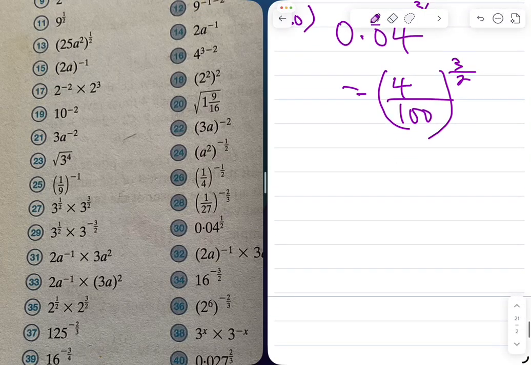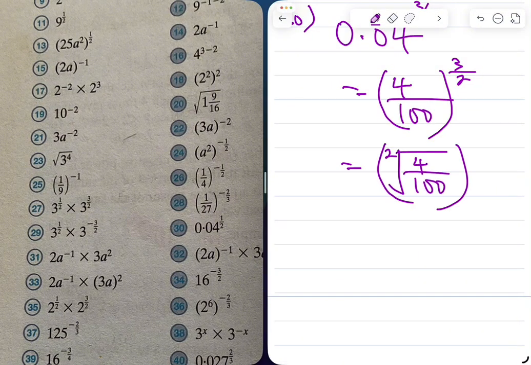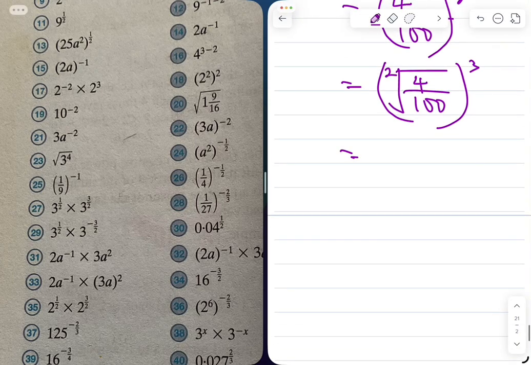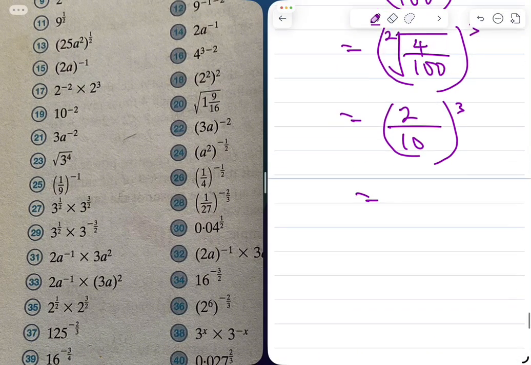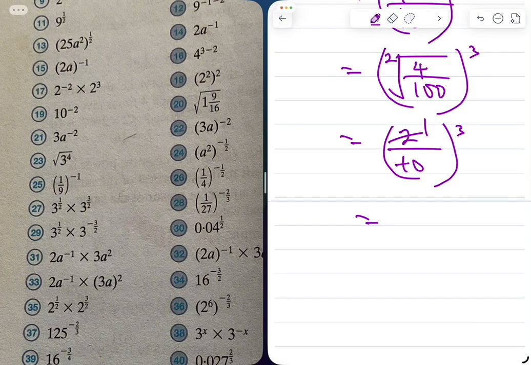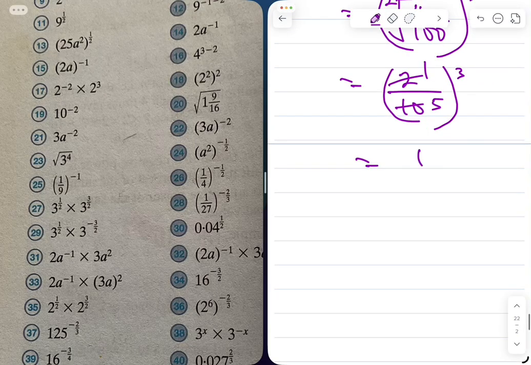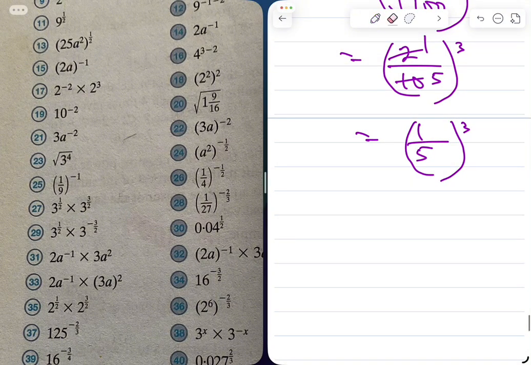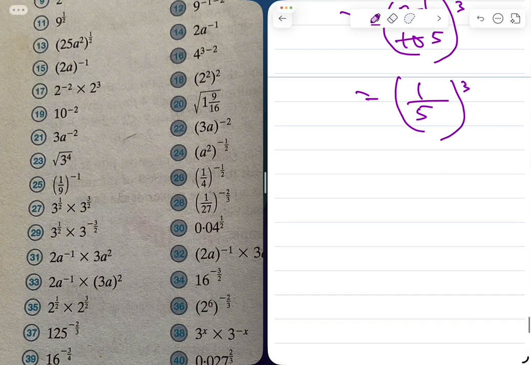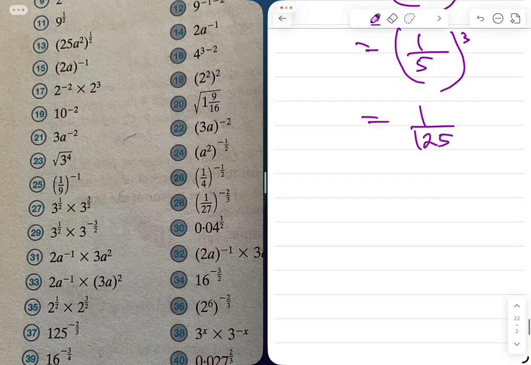Now here, this is the same as the square root of 4 over 100 raised to power 3, which simply means the square root of 4 is 2, the square root of 100 is 10, and that means 2 over 10 raised to power 3. Of course, I can simplify this: 2 here is 1, 2 here is 5, and that means the cube of 1 over 5. That means the cube of 1 over 5, which is the same as 1 cube is 1, the cube of 5 is 125, and that's the answer.